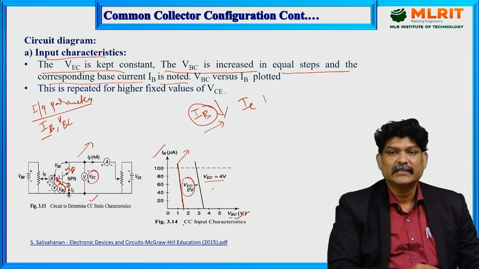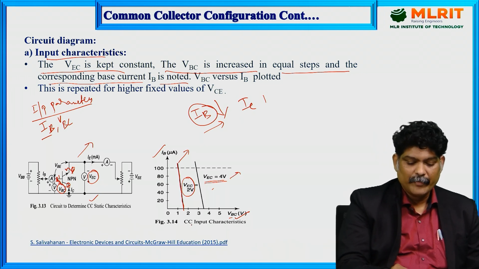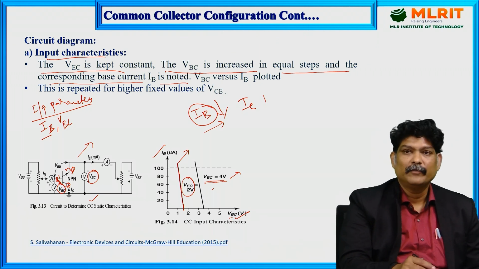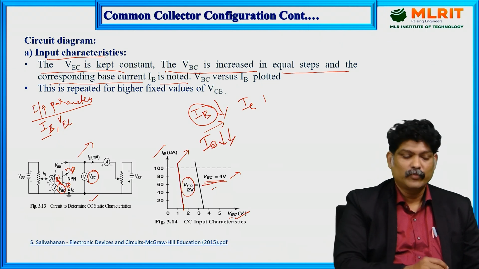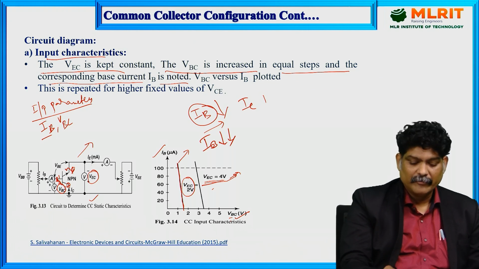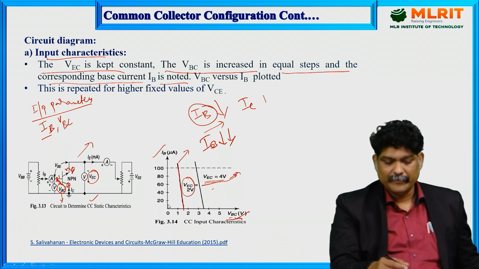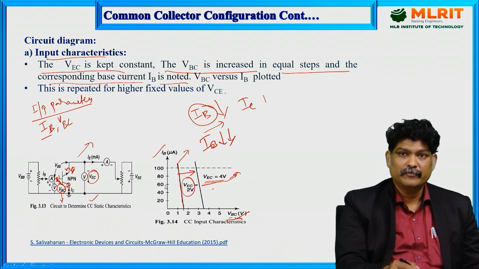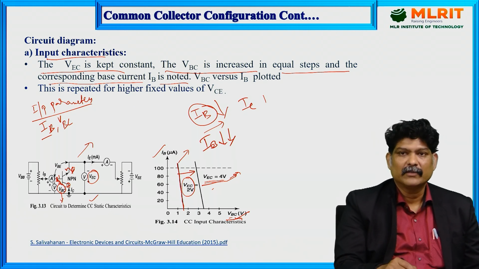Similarly, if you increase VEC next, what happens? Correspondingly you need to increase VBC, because IC will be reduced and IB will be reduced further if you increase VEC, the output voltage, that is the reverse bias voltage. So we have to increase VBC, that is the input voltage, in order to get the previous value of IB. So hence the curve looks like this. The steepness is because IB decreases and VBC also decreases.